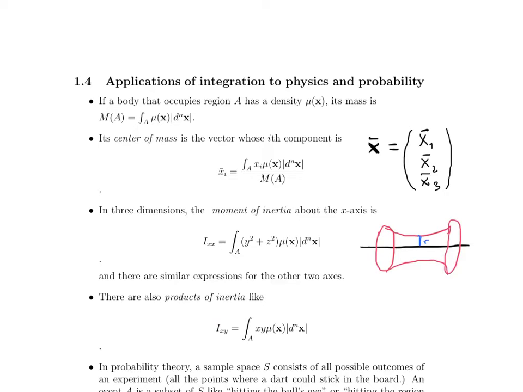Products of inertia are a little bit trickier of a concept to think about, but products of inertia are calculations that essentially measure the amount of symmetry of a particular body that occupies the region A with a density function mu. And so what ends up happening is that if you have a body that has a plane of symmetry, as in if you look at the xy plane cleanly slices that particular body in half, that what's above the xy plane and what's below the xy plane are exactly equal, you'll find that the yz and the xz products of inertia are both going to be 0.